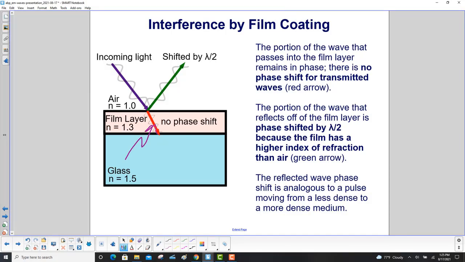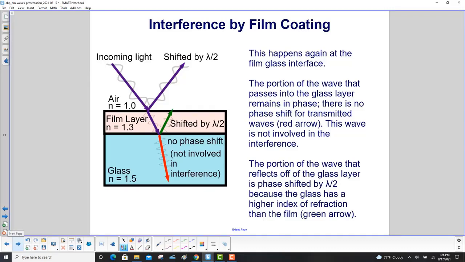That's the red arrow. The portion of the wave that reflects off of the film layer is phase shifted by lambda over 2 because the film has a higher index of refraction than air, and that's the green line right there. The reflected wave pulse shift is analogous to a pulse moving from a less dense to a more dense medium. So that would be the light string, then the pulse traveling into a heavier string.